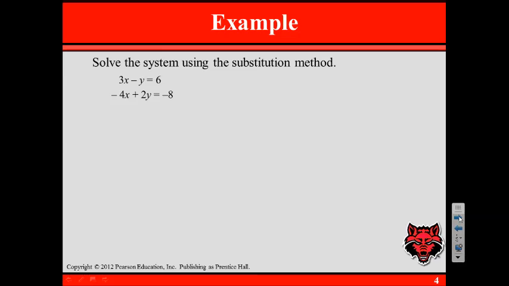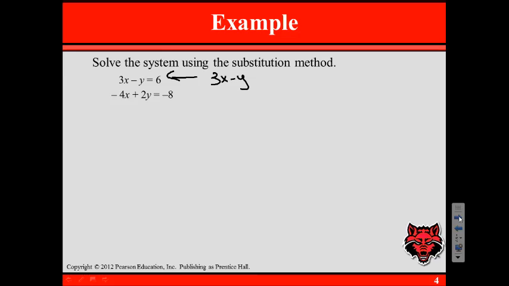Let's try an example. Solve the system using the substitution method. We start with two equations, 3x minus y equals 6, and negative 4x plus 2y equals negative 8. In order to use the substitution method, we must first solve one of the equations for one of its variables. Let's start with the first equation and just try to solve for y.